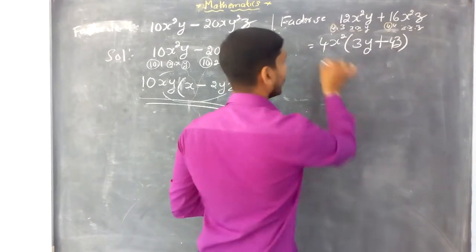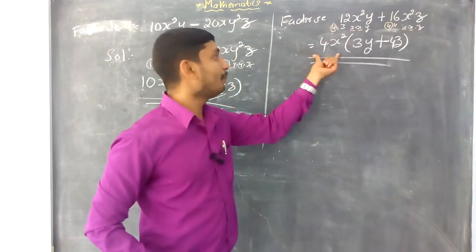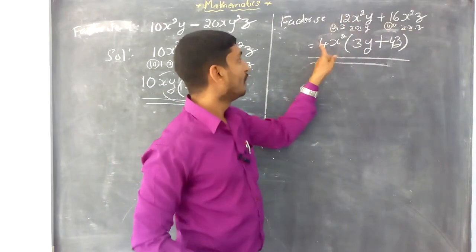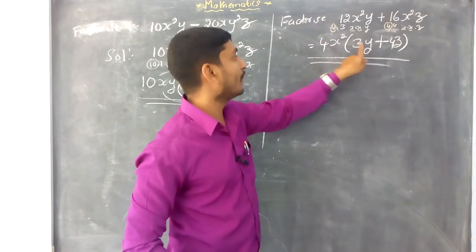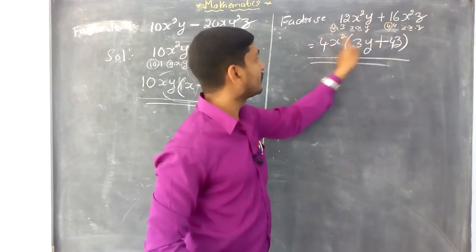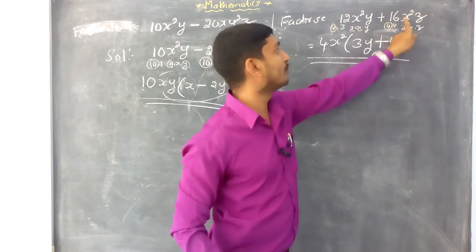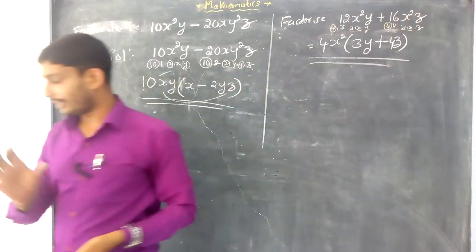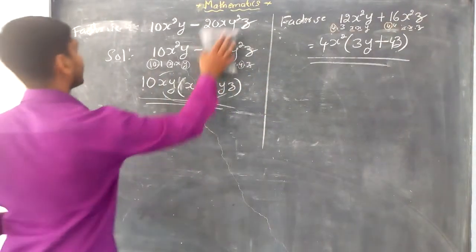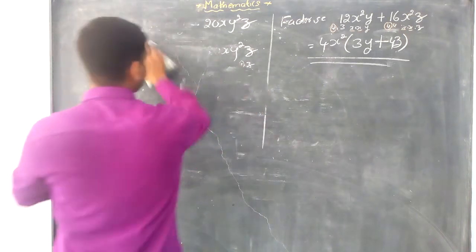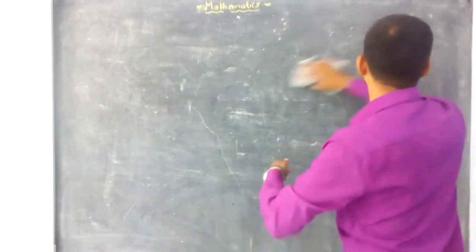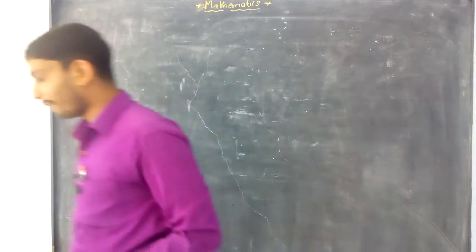Let us verify. Multiply this one with this one, you must get this one. 4 3s are 12, x square into y, x square y, plus into plus, 4 4s are 16, x square into z, it is x square z. That means your answer is right. Your answer is correct again. Hope you understood how to factorize by taking a common factor method.